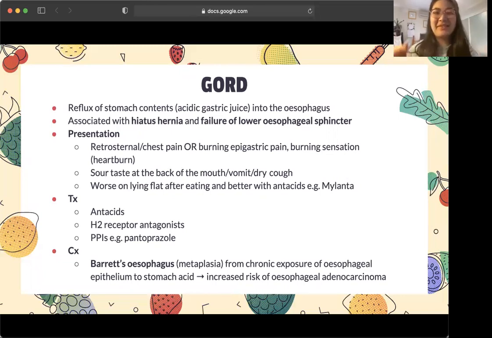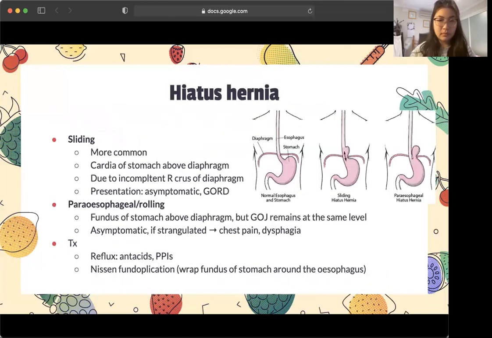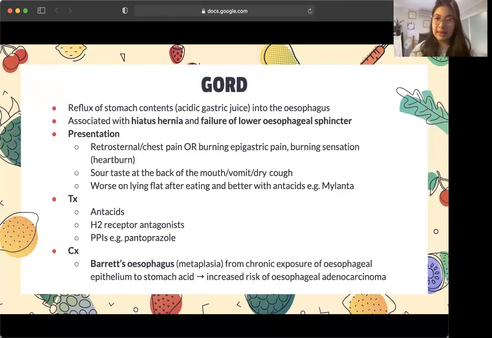So GORD is when we have a reflux of stomach contents. Remember the stomach produces acid, which goes into the esophagus and causes irritation there. It's commonly associated with a hiatus hernia, where part of the stomach herniates above the diaphragm, and failure of the lower esophageal sphincter. It typically presents as that case we just gave, and Heini will go through treatment later. The main thing to be aware of is that a complication of long-term reflux is Barrett's esophagus. So just remember, we go from stratified squamous to simple columnar, and that's a potential precursor to cancer.